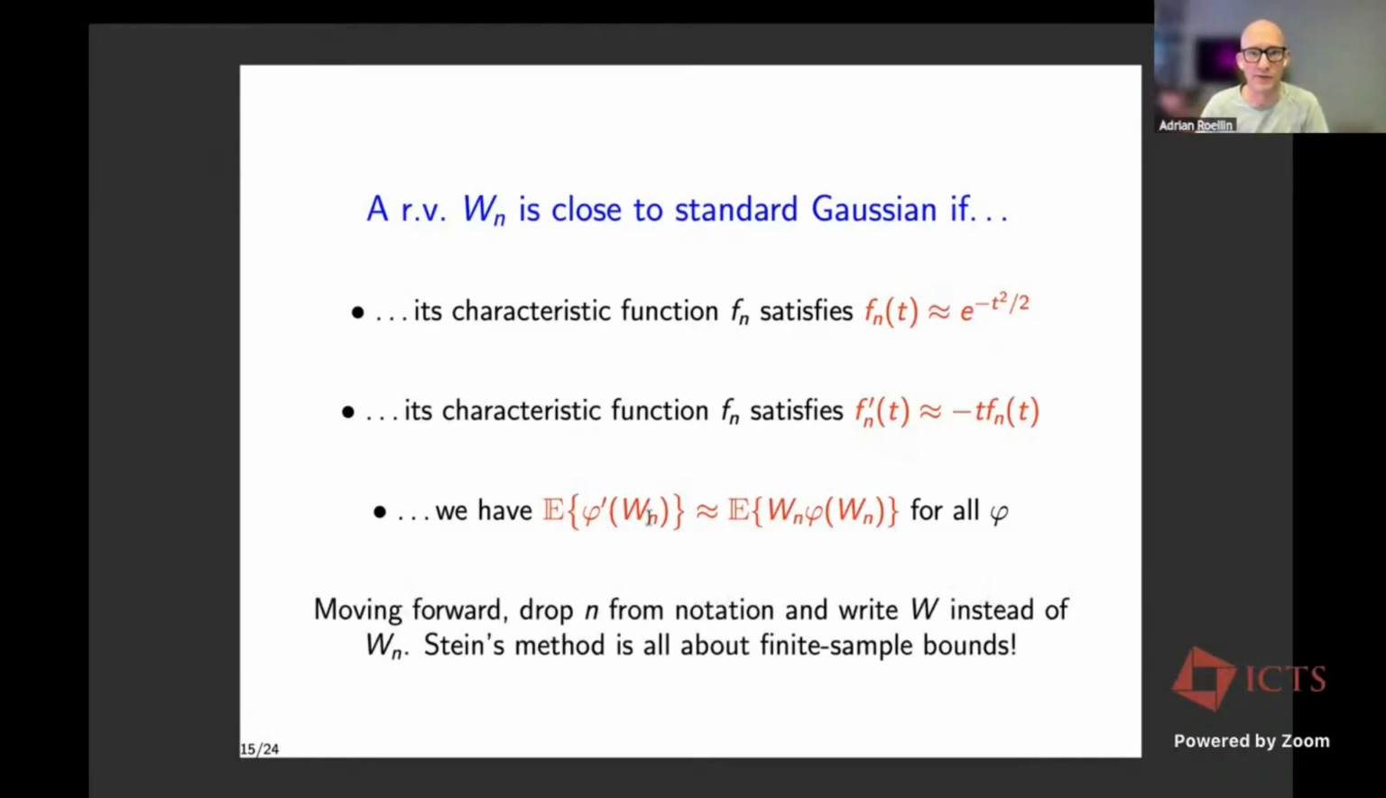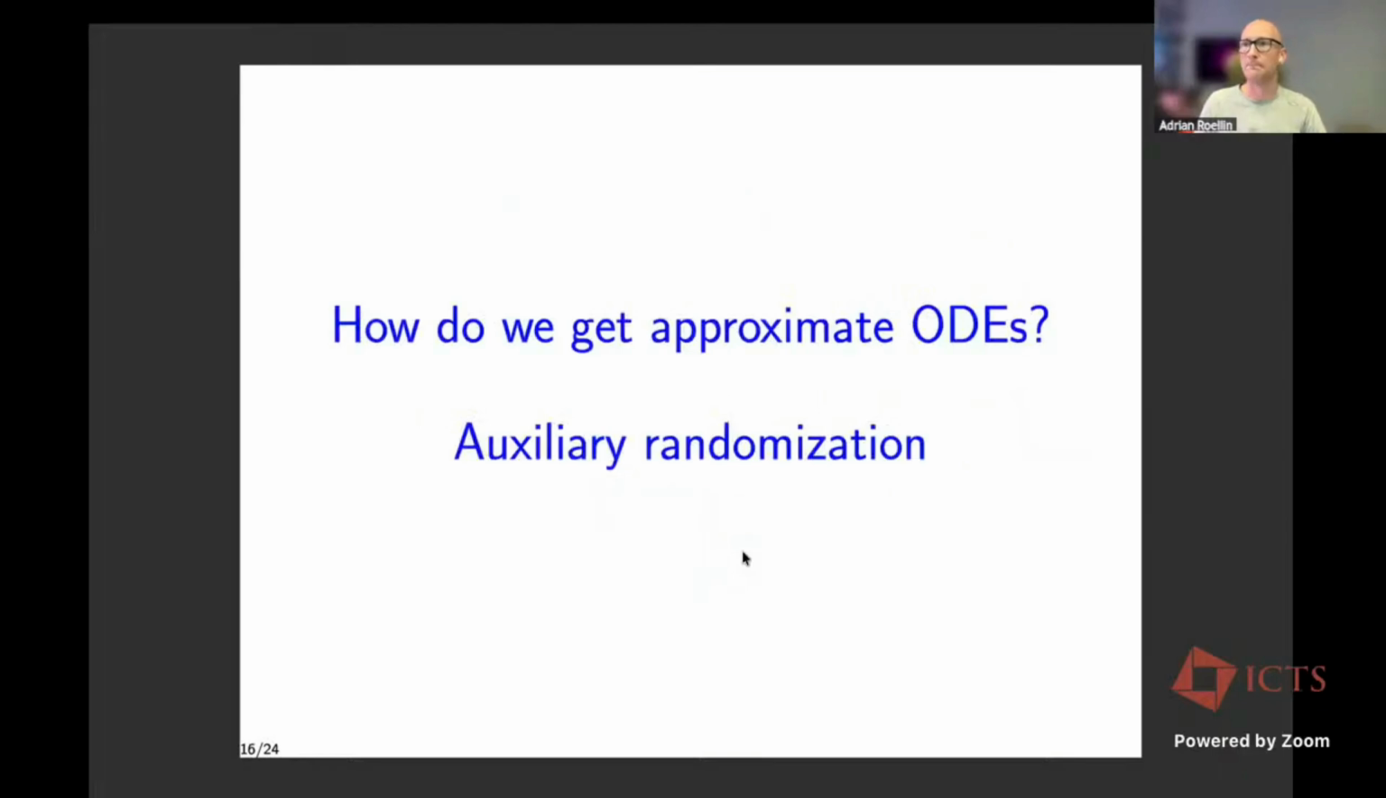Now, moving forward, I will drop the index n, because ultimately Stein's method is about finite sample bounds. So we don't need to let n go to infinity. We will get finite bounds eventually that hold for finite n for whatever parameters you have. So we can drop the n and just work with a random variable. Traditionally in Stein's method, we call the random variable of interest W, and the target Gaussian random variable is denoted by Z. So these are standard variable names that we use in Stein's method.